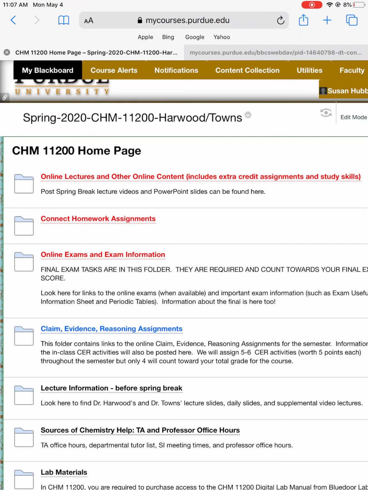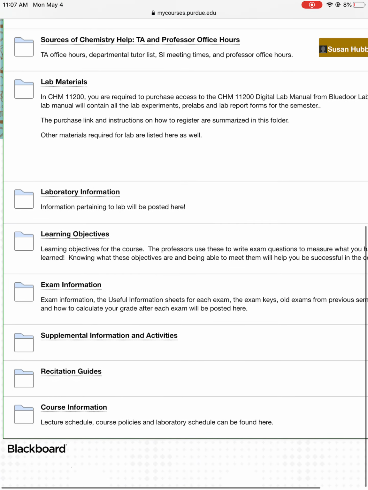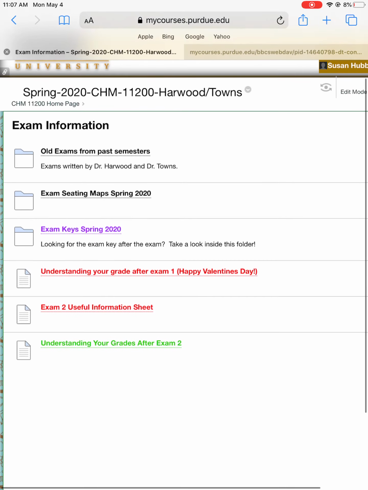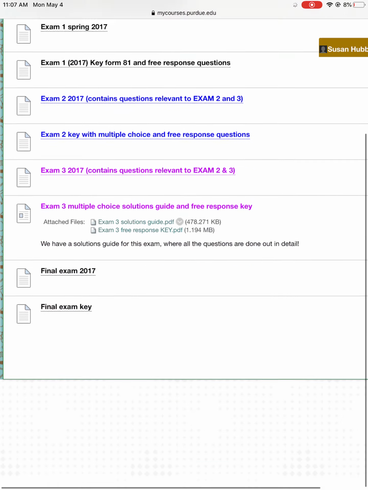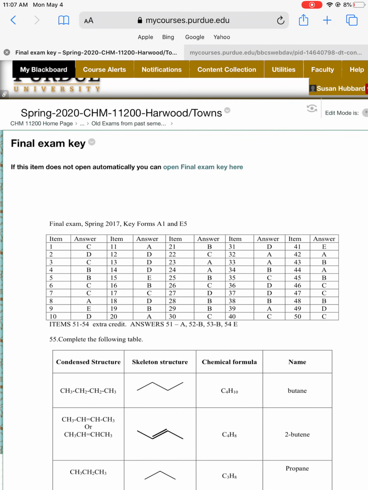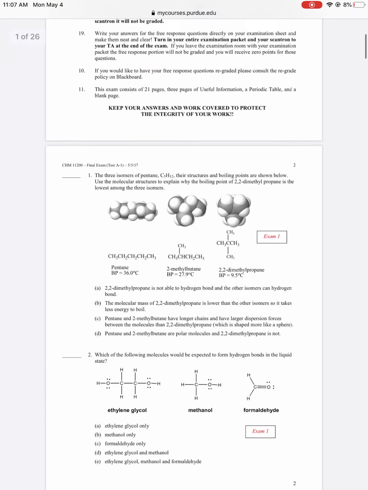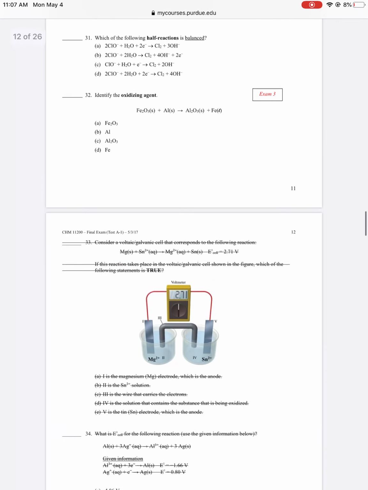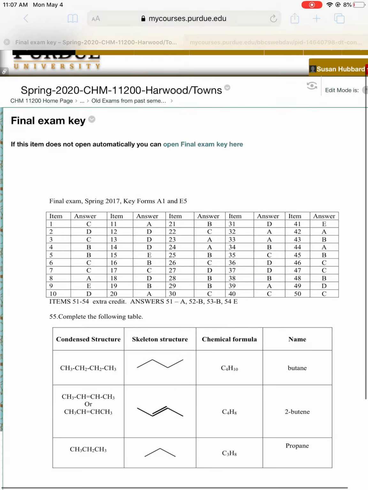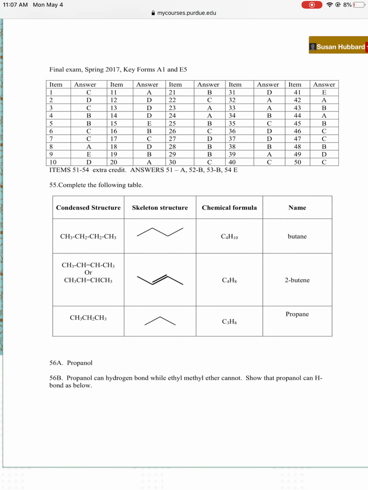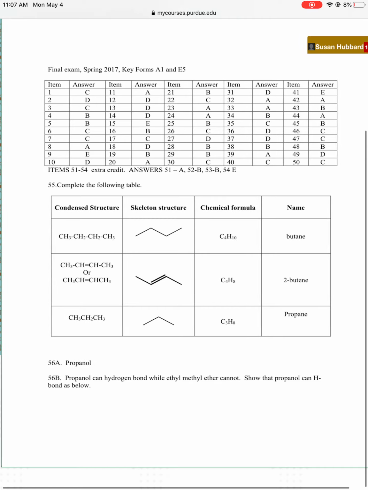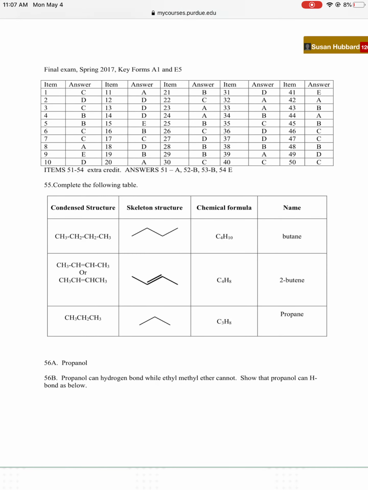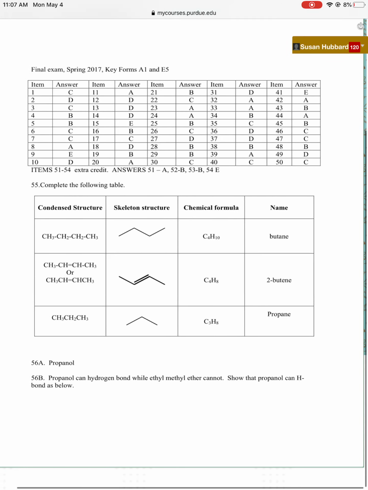Let's go back to our old exams. I'm going to double check the key. Maybe I wrote it down wrong. What are we concerned with? Number 32. Well, it says the answer is A.